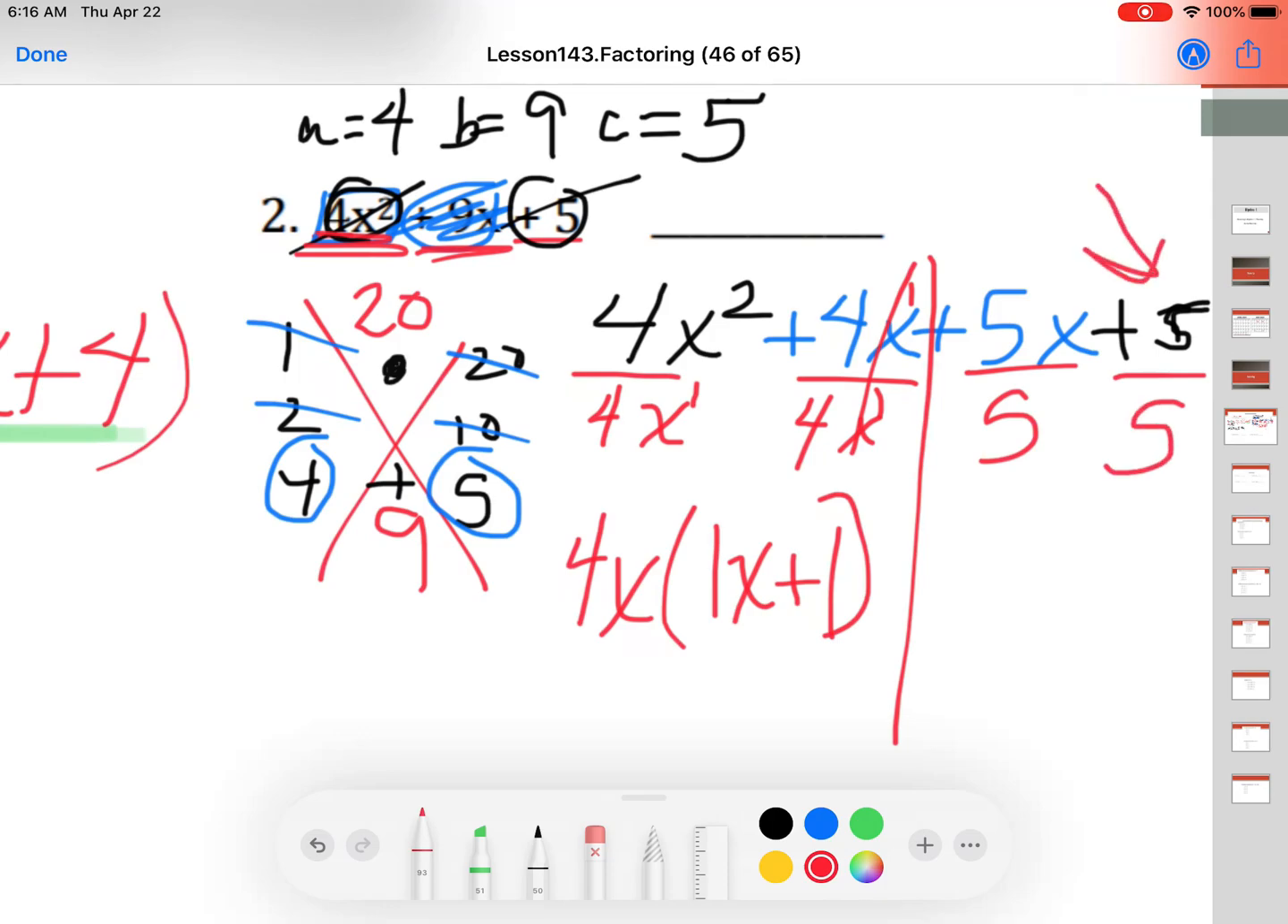This one does not have an x, so I cannot take an x out. So I just write down the number 5. 5 divided by 5 is 1. There's an x here, plus 5 divided by 5 is 1.